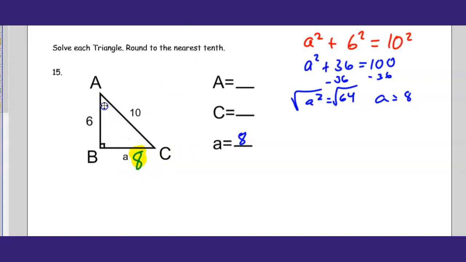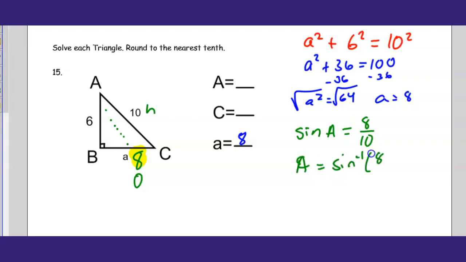So I'm going to find angle A. Angle A, this is opposite, and this is hypotenuse. So I'm going to use sine right here. Sine of A, because I don't know what it is, equals opposite over hypotenuse. And again, you can't take sine of A. What I can do is take the inverse sine of this ratio, 8 over 10.